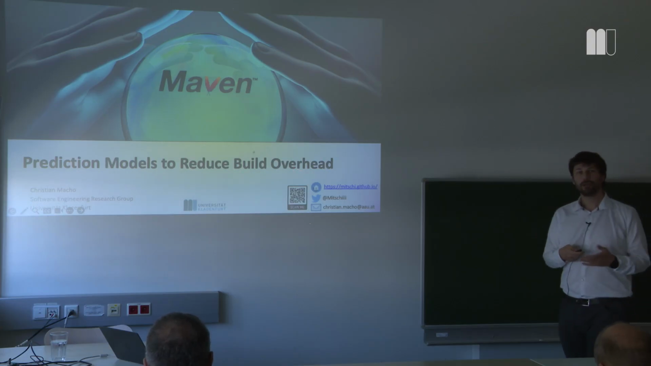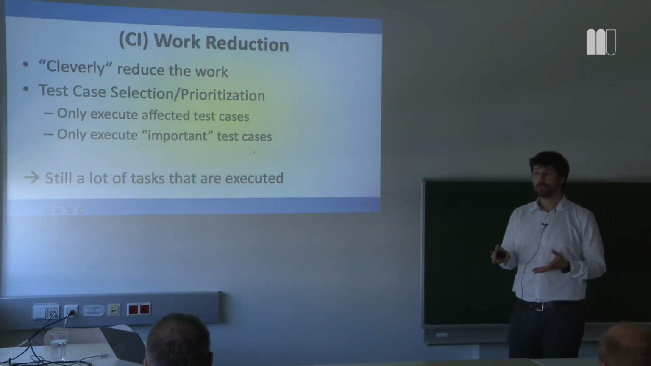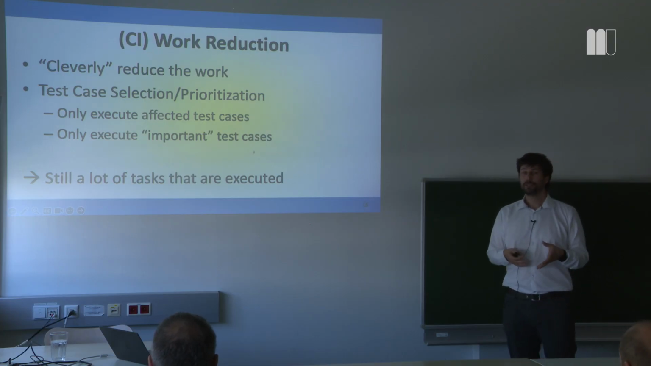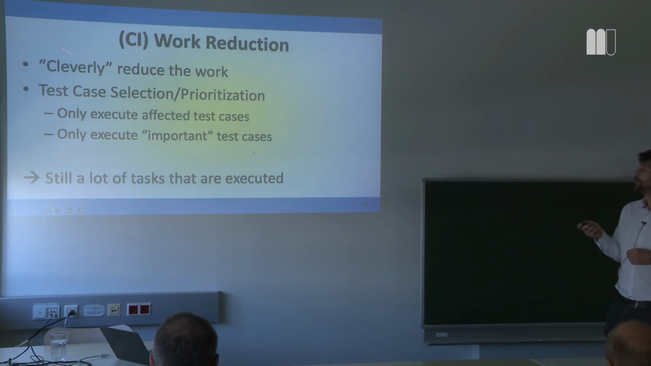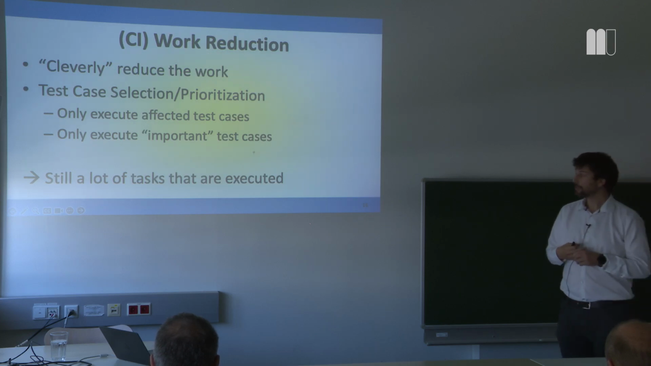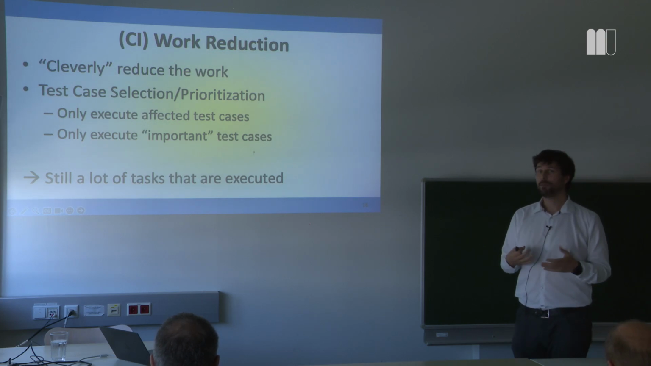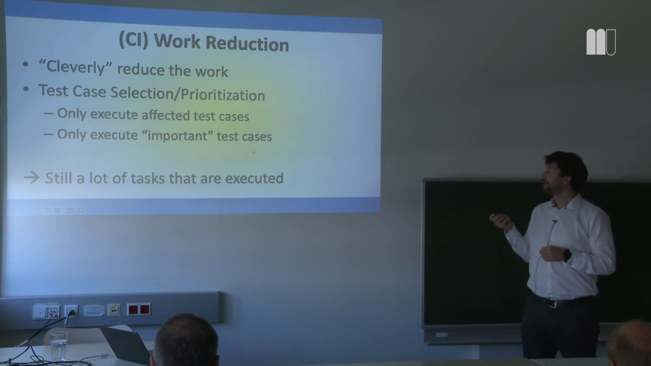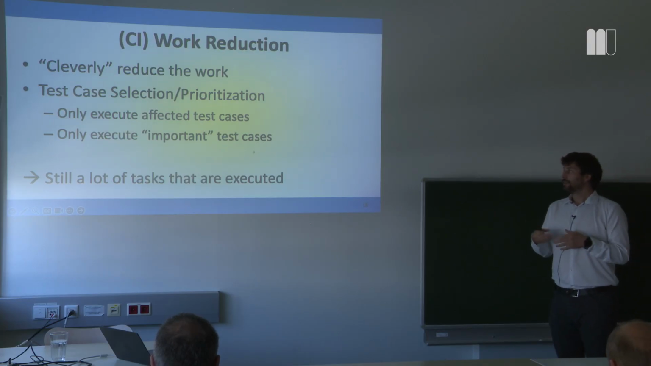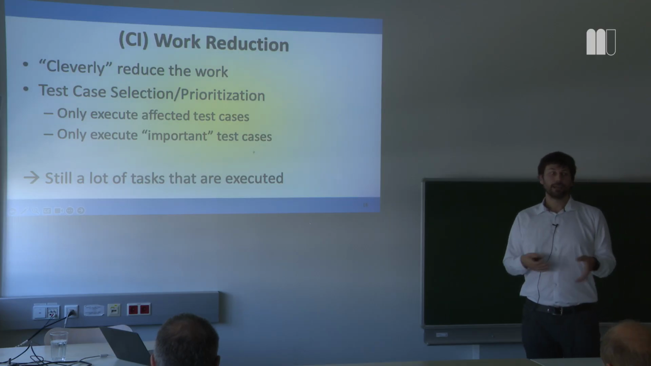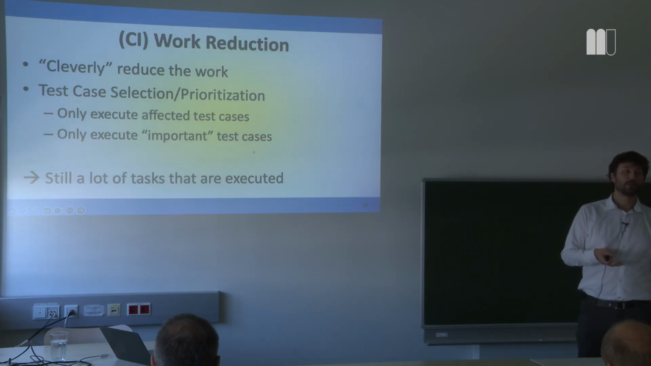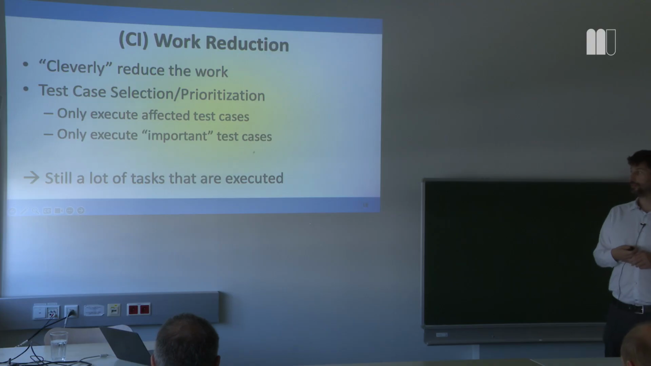So as I said before, we have a lot of overhead going on, and what we want to achieve is that we want to somehow cleverly, intelligently, or smartly reduce this workload. One attempt that is quite established in our research community, I would say, is test case selection and prioritization. For example, only executing tests that are affected by the changes, or only executing tests that are actually important, whatever important means to the project.